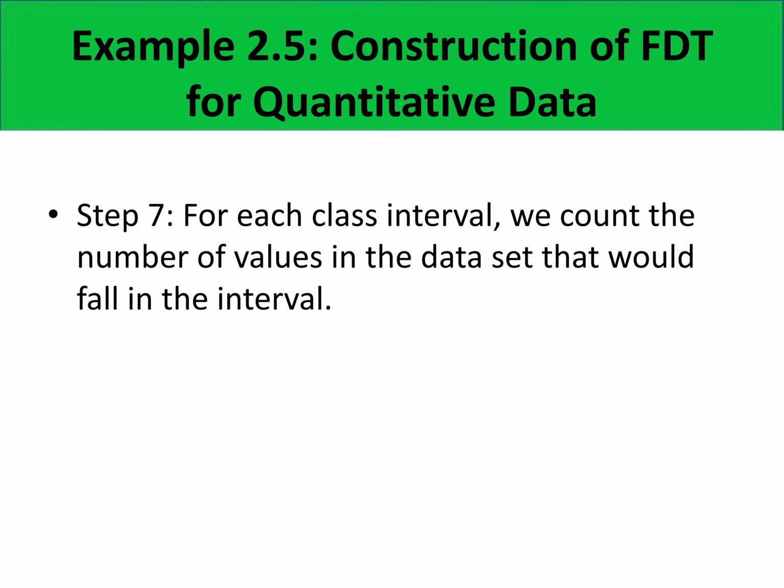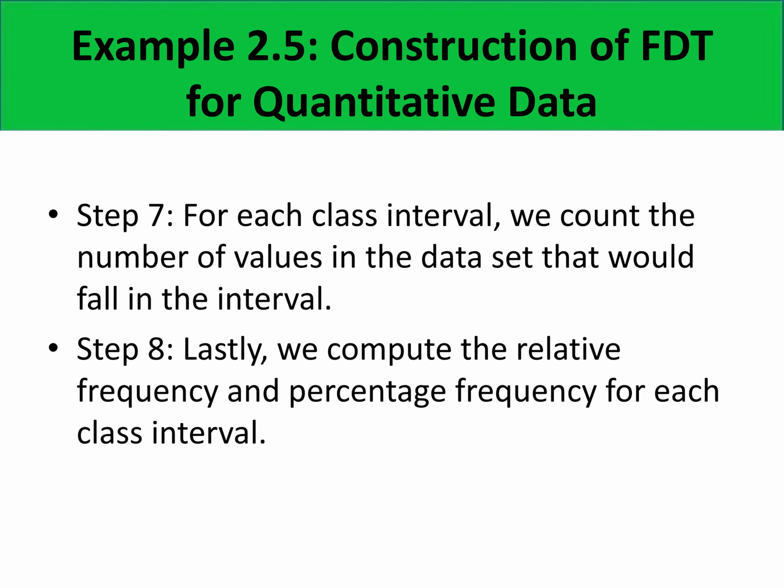The next step is to complete the frequency column by counting the number of values in the raw data that would fall in the intervals, inclusive of the limits. After that, complete the relative frequency columns and the percentage columns. The formulas for these are similar as in the frequency distribution for qualitative data.